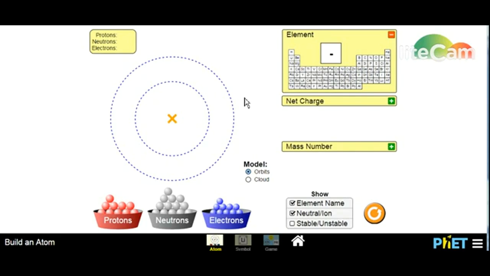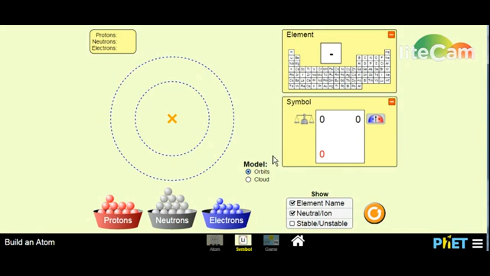If you're a fast finisher and have built all your atoms, try the next part here. At the bottom of the screen, click on Symbol. There's another way that we can show information about an atom. Let's make a helium atom again. 2 protons, 2 neutrons, and 2 electrons.